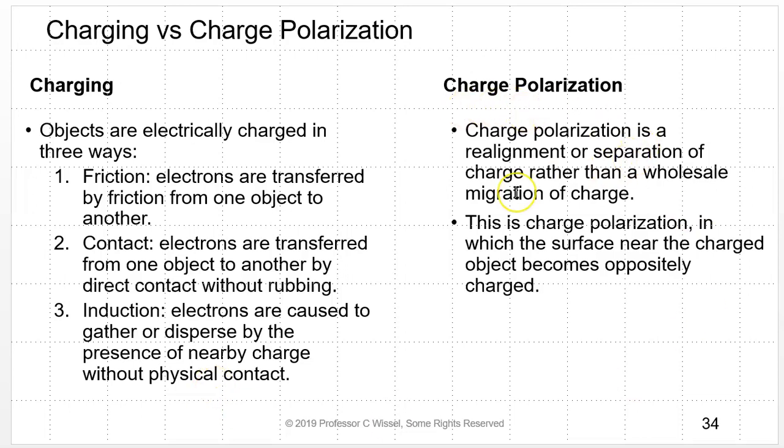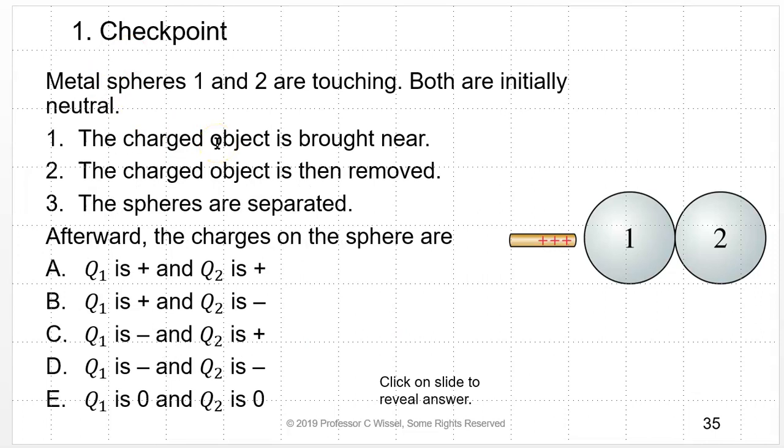Charge polarization is the realignment or separation of charge rather than the wholesale migration of charge. This is charge polarization, in which the surface near the charged object becomes oppositely charged. Now, all checkpoints should be done before you look at them in the video or before you come to class. Do them in your notebook and then check yourself with them. That's why they're called checkpoints.